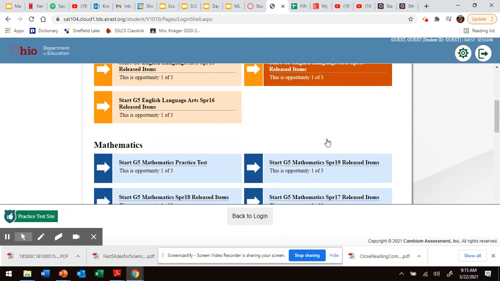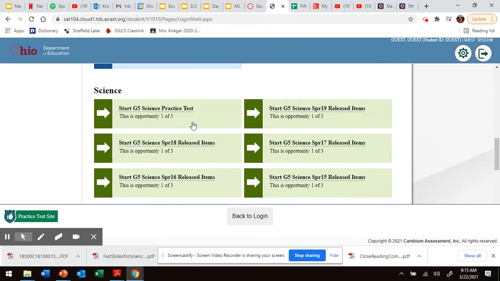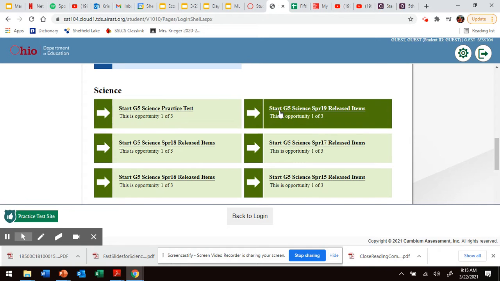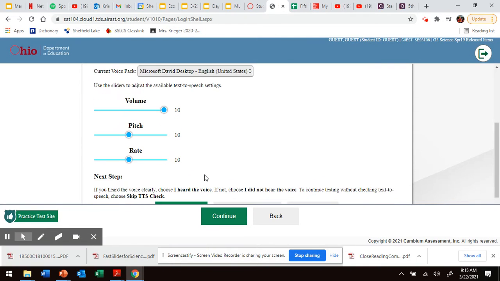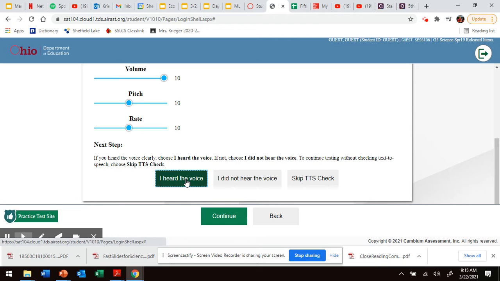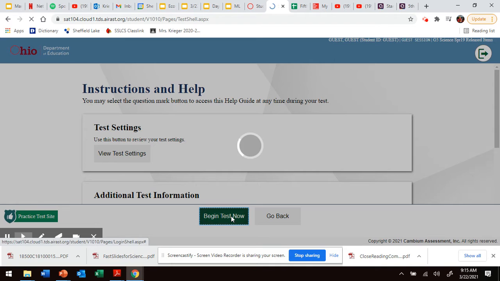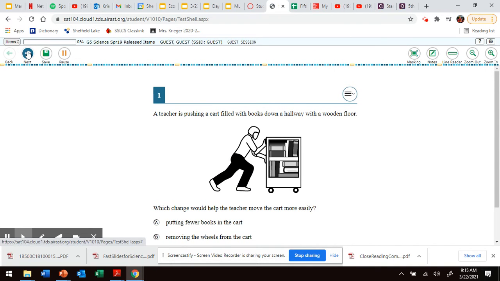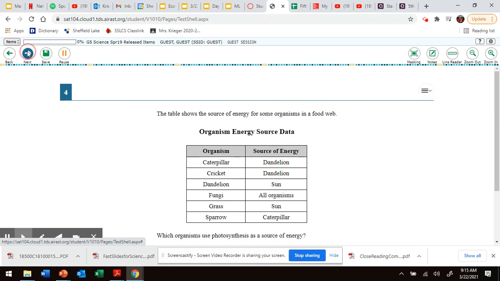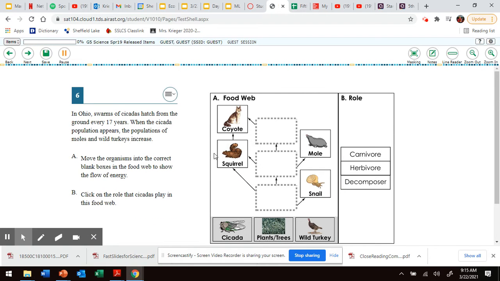pick grade 5 right here. We're going to go down to science. There's a bunch. Remember, we did last week, okay, right here, top right. Click on that one. We did number 1 through 5 last week. So let's continue doing a little bit more practice. Begin test now. And the nice thing is, go up here to next. We're going to start with number 6 today.